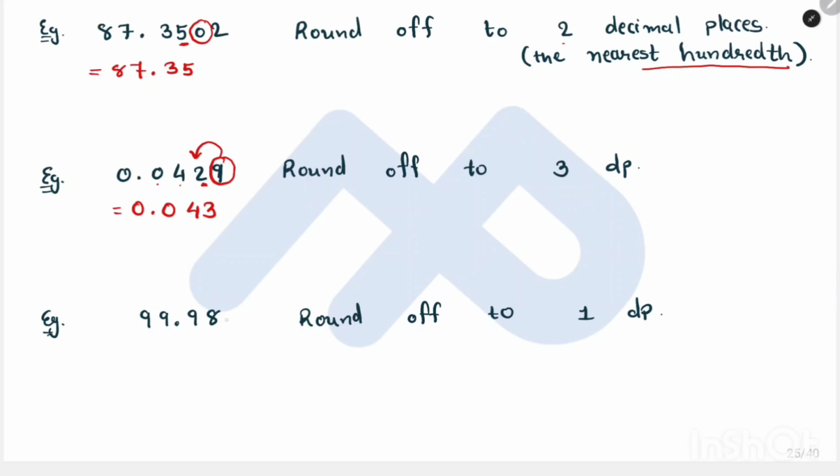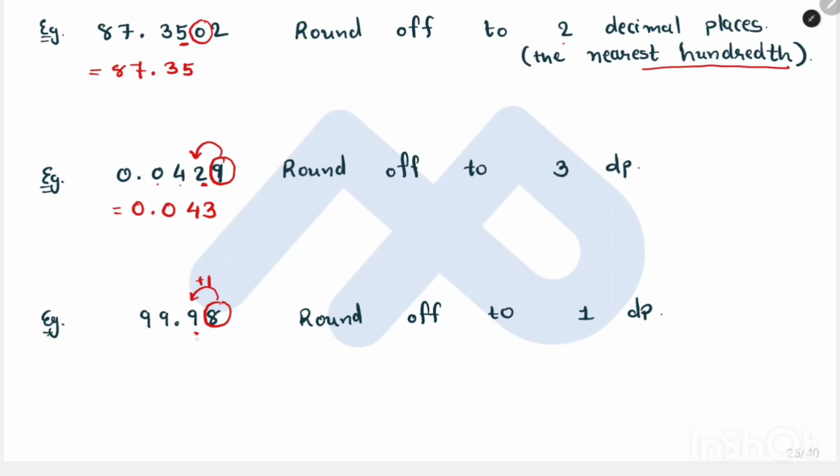And last question, 99.98, round off to 1 decimal place. 1 decimal place is this first decimal place. Check the digit just after that. Yes, it is more than 5, so you'll add 1 here. But after adding 1 here, this 9 will become 10, right? So we cannot write 10 in a single digit.